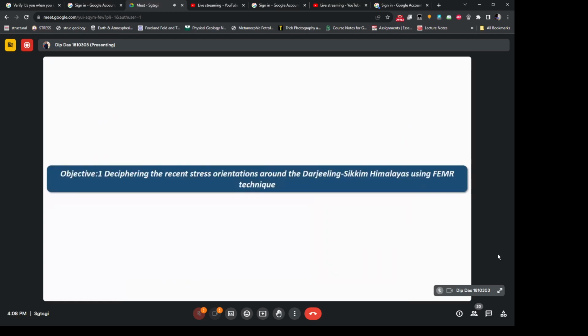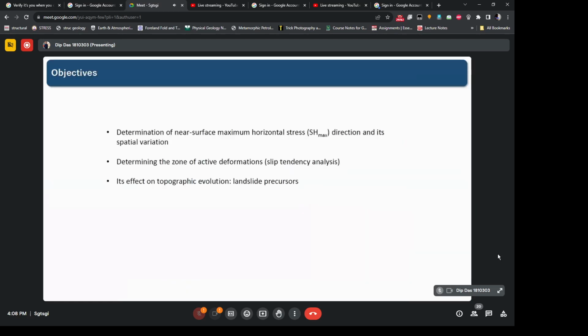So let's go to objective number 1. As the objective title suggests, here I try to determine the near surface maximum horizontal stress direction, and then to understand the zone of active deformations.